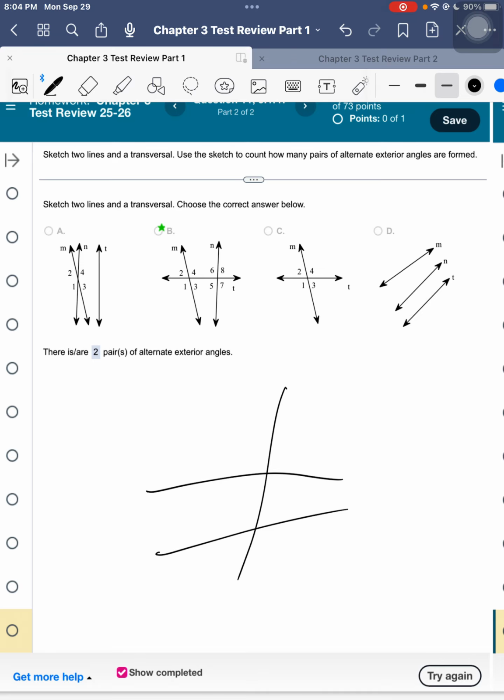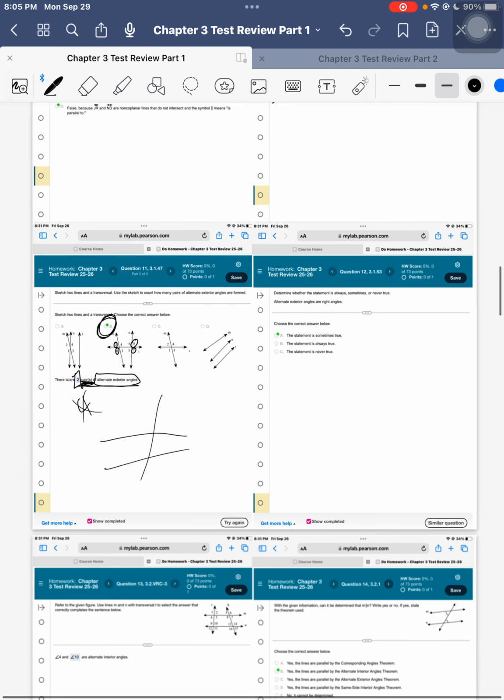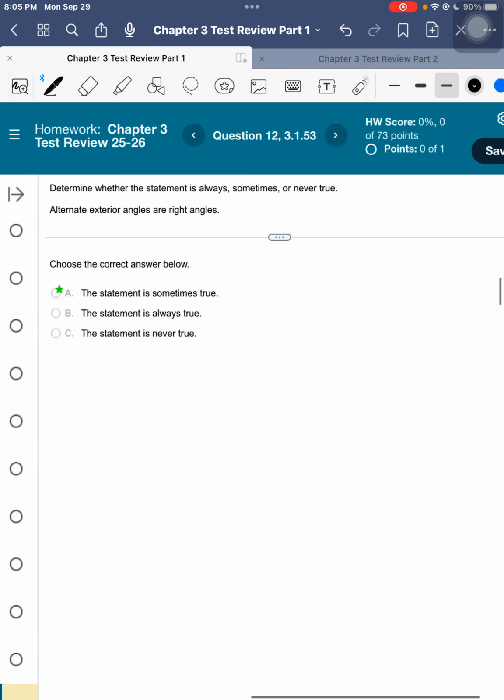Okay. So this one's really easy. Sketch 2 lines and a transversal. So 2 lines and a transversal. It should look something like that. The only one that actually looks like that is B. And how many pairs of alternate exterior angles do I have? Well, I have 2 and 7, and I also have 1 and 8. How many pairs was that? It was 2. So please do not say 4. Do not say 4. It is 2 pairs. Okay?